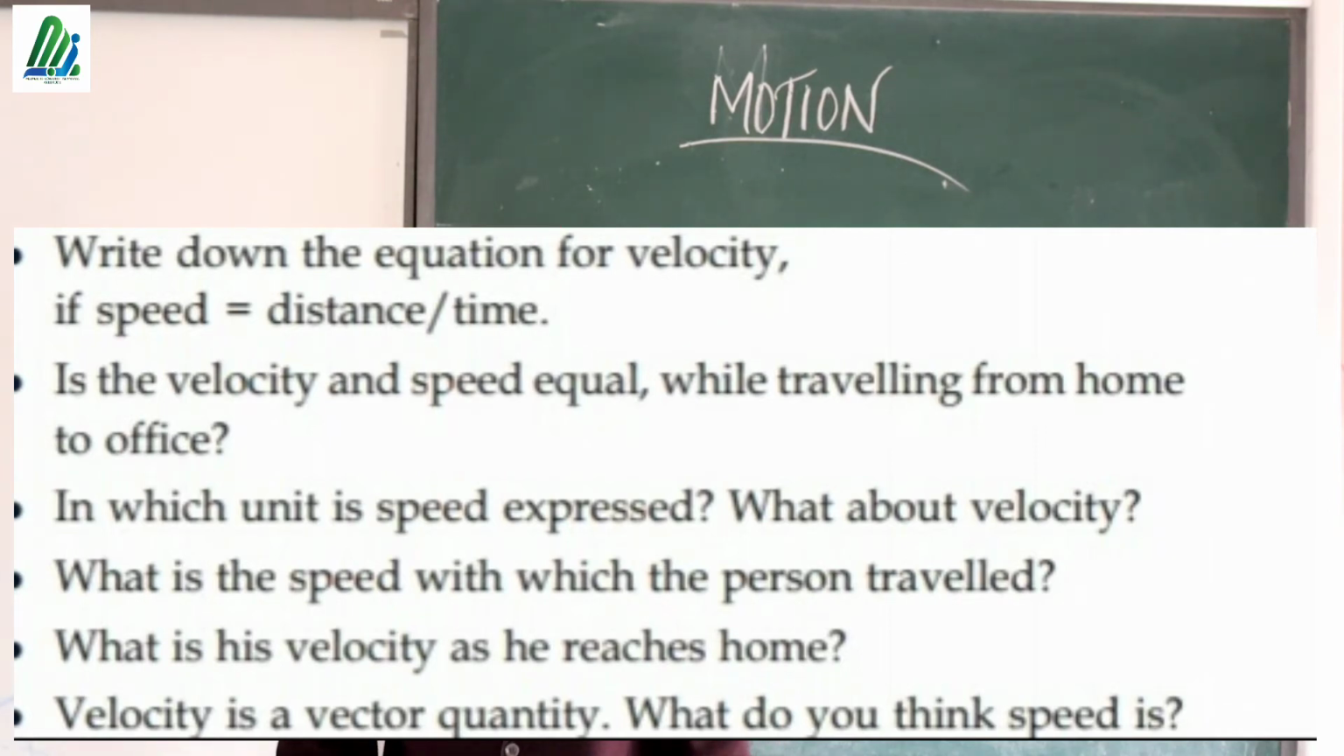Is it clear? Then can I ask a question? Is velocity a vector or scalar quantity? Velocity is a vector quantity. Why? Because it has both magnitude and direction. Okay. Then is speed a scalar or vector quantity? Speed is a scalar quantity. Okay. Is it clear?